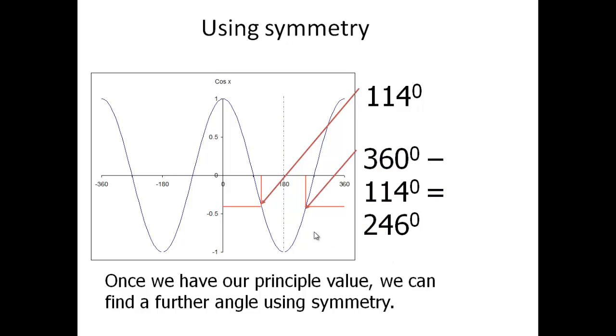There's a difference here though. We can see that this angle here is the same as this angle here. So if this is 114 degrees, this angle here is clearly going to be 360 minus 114. So whereas with sine we had 180 minus the principal value, for cosine we have 360 minus the principal value.